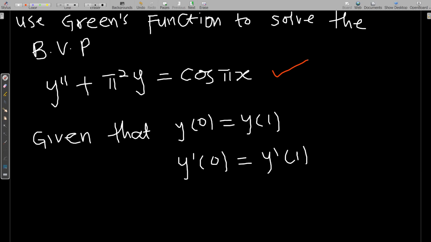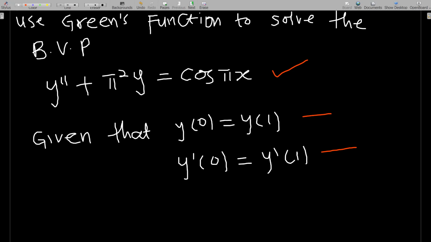Okay, and given these boundary conditions, you can see that these are not normal conditions. At first, we were given y of 0 equals, let's say, y of 1, and it equals a certain constant, let's say 0. But here it has been given in two ways: y of 0 is the same as y of 1, and y prime of 0 is also the same as y prime of 1. So you use these two conditions to check.